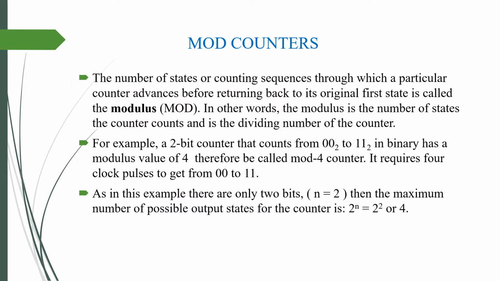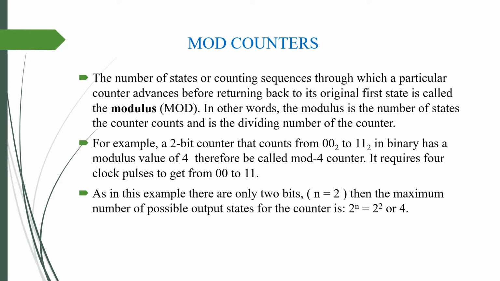Now let us see what is a mod counter. The number of states or counting sequences through which a particular counter advances before returning back to its original first state is called the modulus. In other words, we can say that the modulus is the number of states the counter counts, and it is the dividing number of the counter.